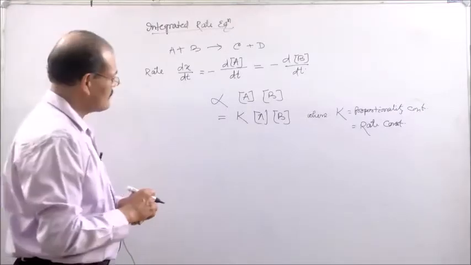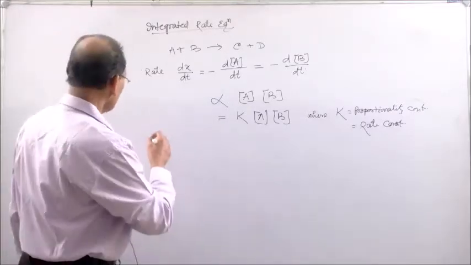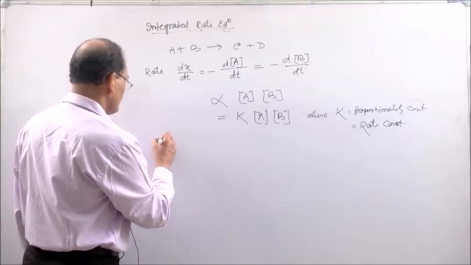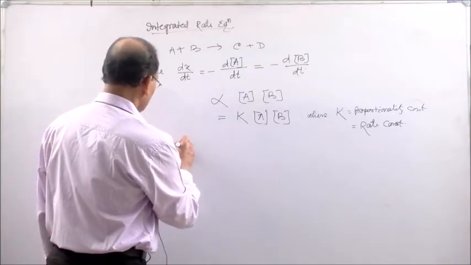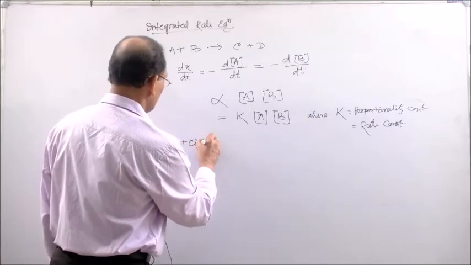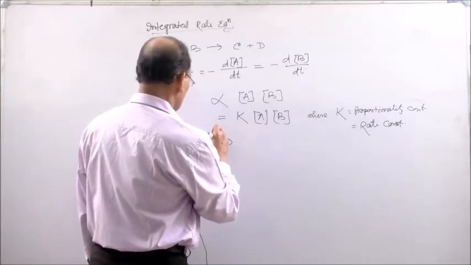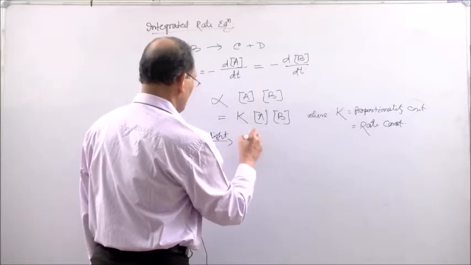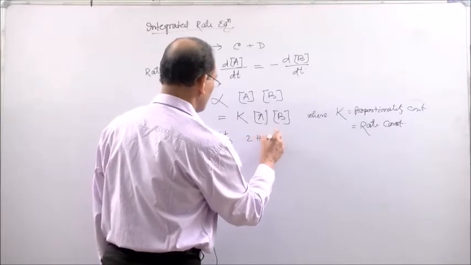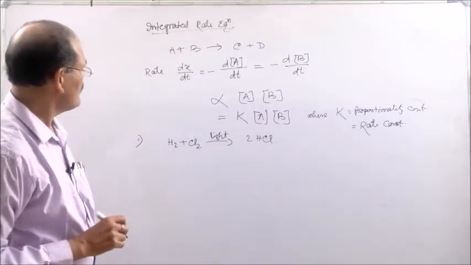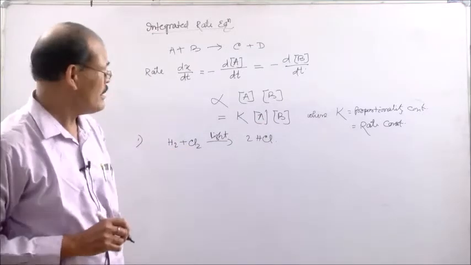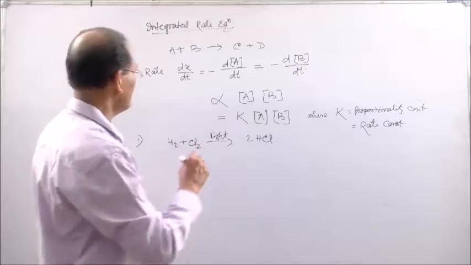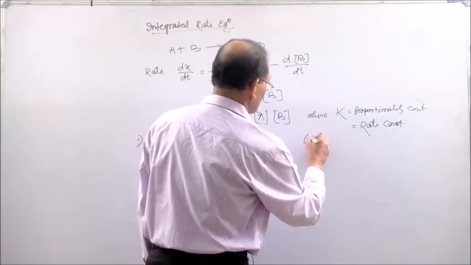In that case, we have to study many reactions. Sometimes we know the reaction between chlorine and hydrogen in presence of light forming 2HCl. In that case, the rate does not depend upon any concentration term of the reactants. That is why it is known as a zero order reaction.